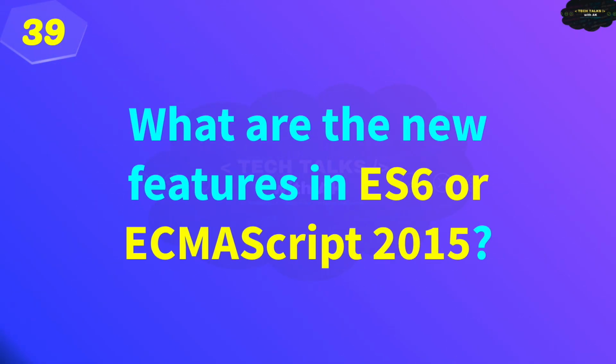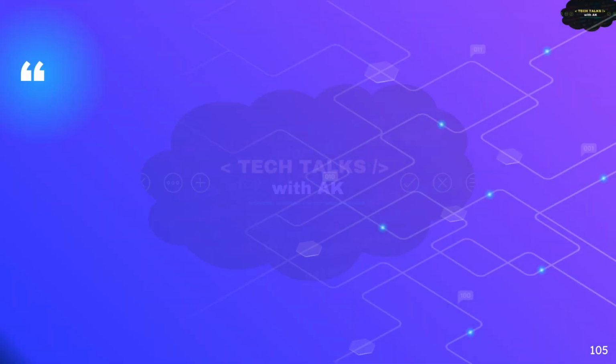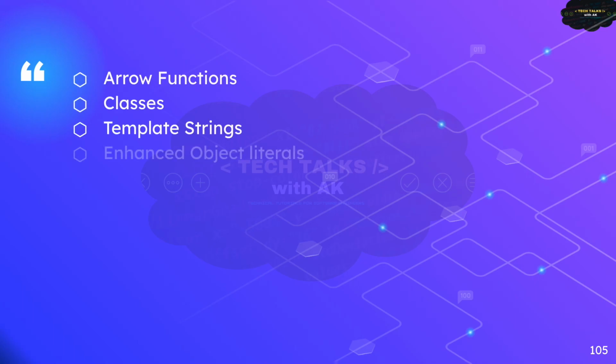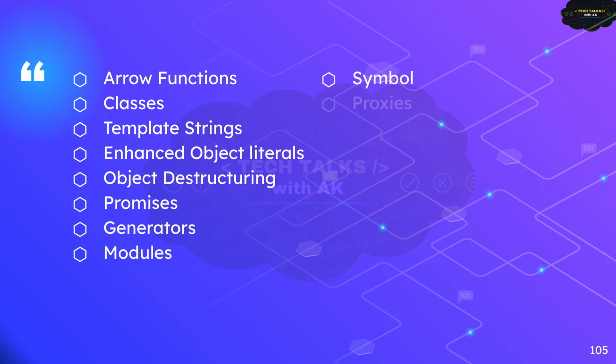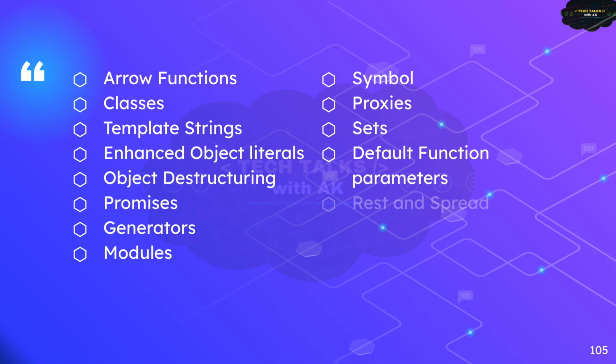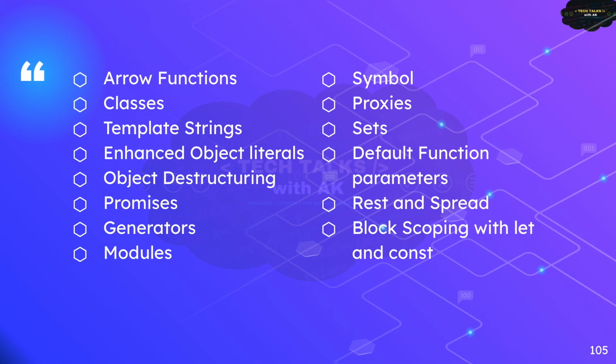Next question is, what are the new features in ES6 or ECMAScript 2015? There are many new features in ECMAScript 2015 or ES6. Some most used features are arrow functions, classes, template strings, enhanced object literals, object destructuring, promises, generators, modules, symbols, proxies, sets, default function parameters, rest and spread, block scoping with let and const.